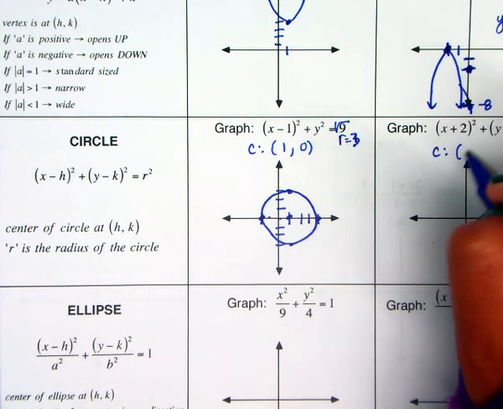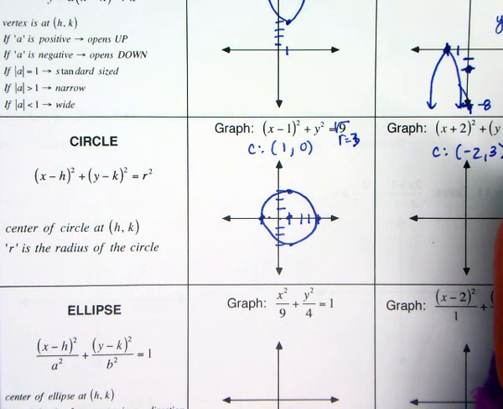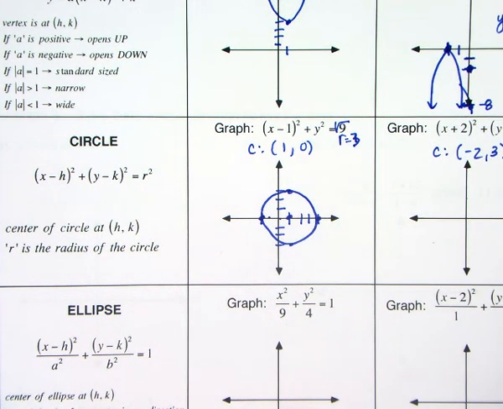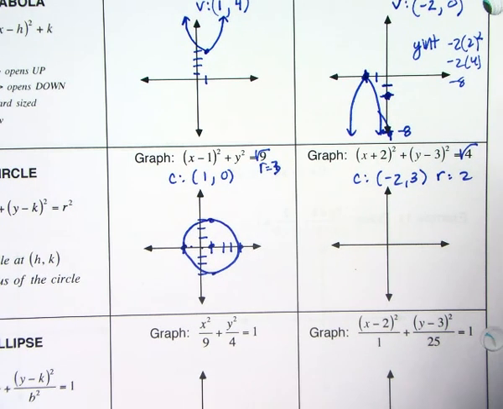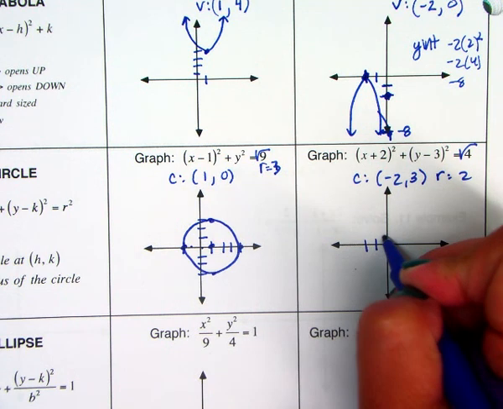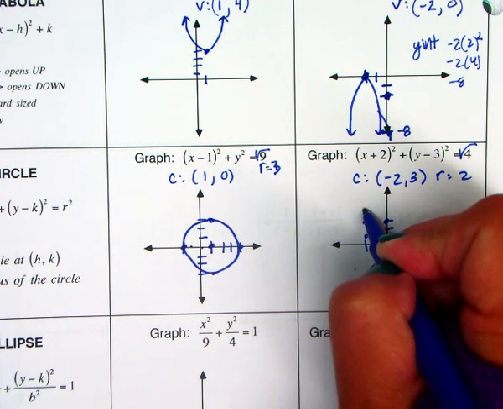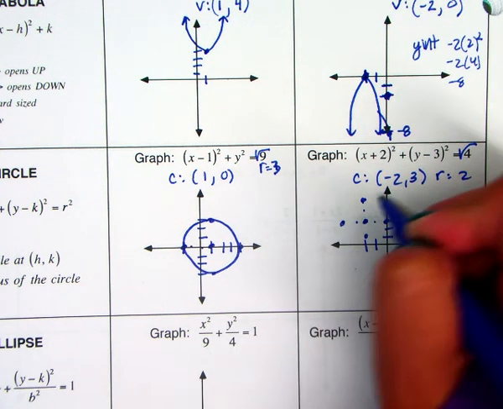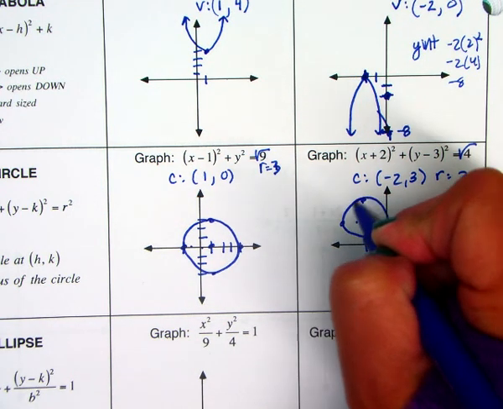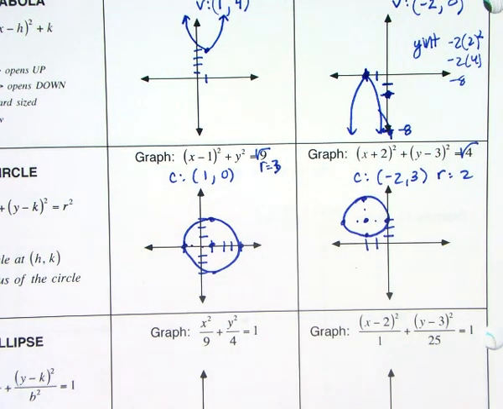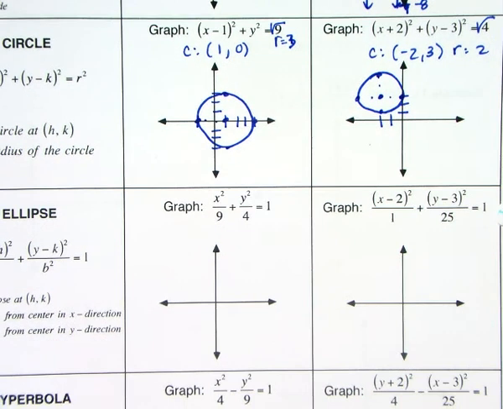Center for this guy, negative 2, positive 3, radius square root of 4, which would give me a 2. Center at negative 2, positive 3, radius of 2. If I'm going too fast and you guys need to pause this video so you can catch up, please feel free to pause.